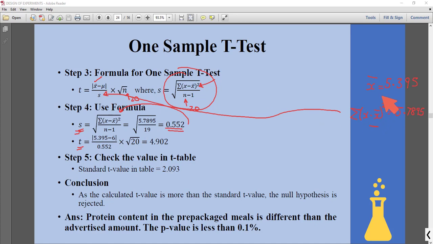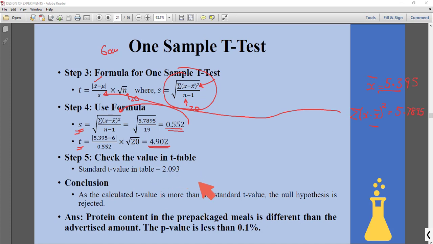X bar we know from here. Mu we know. Mu is what? Mu is the average that the person has told us. He has told us 6 ounces. So mu is 6 and number of samples is 20. So substituting those values, we get the value of t. This is the value of t that we got. And what is the standard value of t?